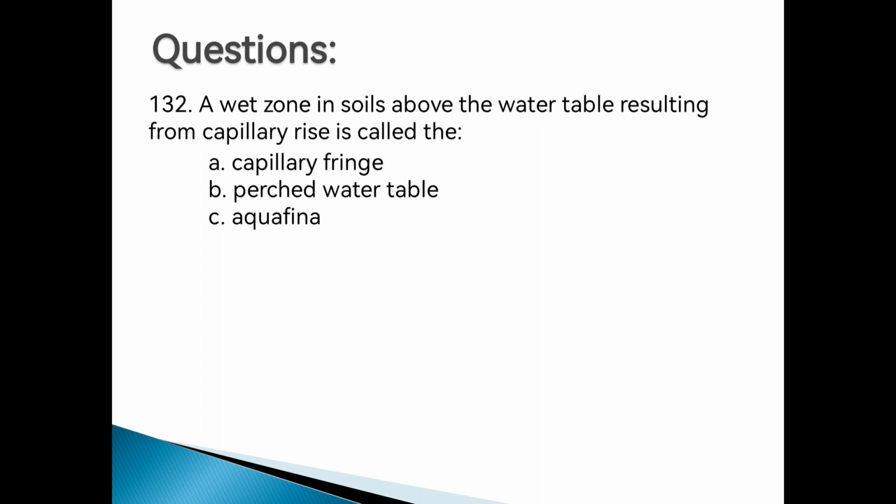Question 132. A wet zone in soils above the water table resulting from capillary rise is called the A. Capillary fringe, B. Perched water table, C. Aquafina. The correct answer is A. Capillary fringe.